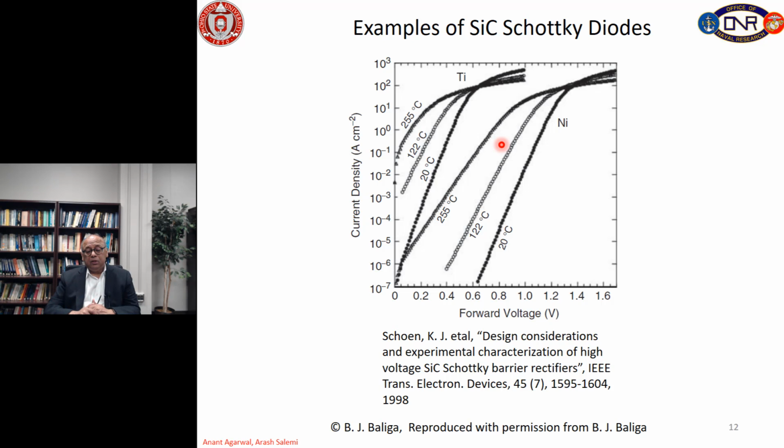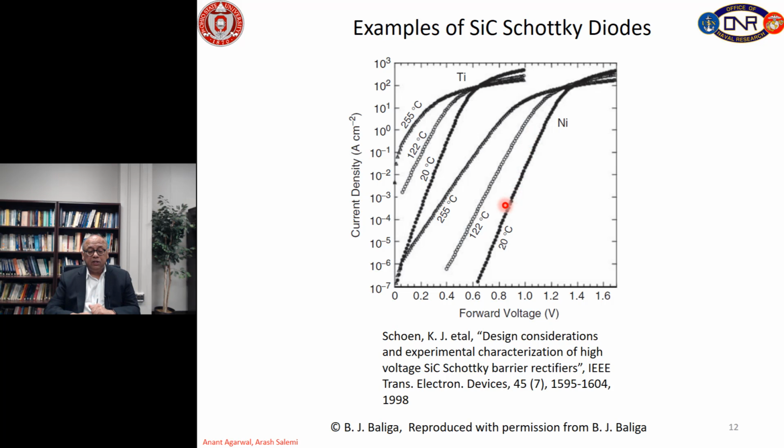Then here we show 2 Schottky barrier diodes. This is again out of this paper. I encourage you to read this paper. You can see the current on the vertical axis, on the logarithmic axis, versus the forward voltage for 2 metal systems, nickel and Ti in silicon carbide.